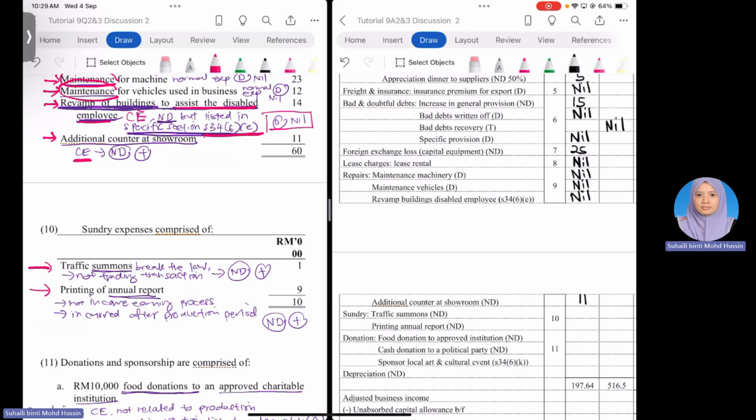Traffic summon, of course, we know this is breaking the law. This is not part of the production of the household product. So of course 1,000 ringgit is not allowed for deduction, so add back 1,000 ringgit. Printing of the annual report is also not related to the production expenses. Furthermore, the printing of the annual report occurred after the production period. Of course, 9,000 ringgit is also not allowed for deduction, so add back 9,000 ringgit. Non-deductible for both items listed in number 10.